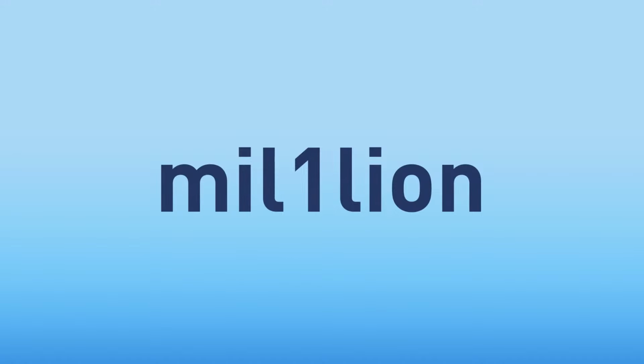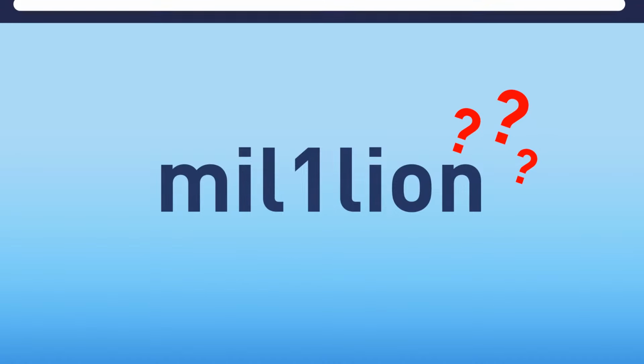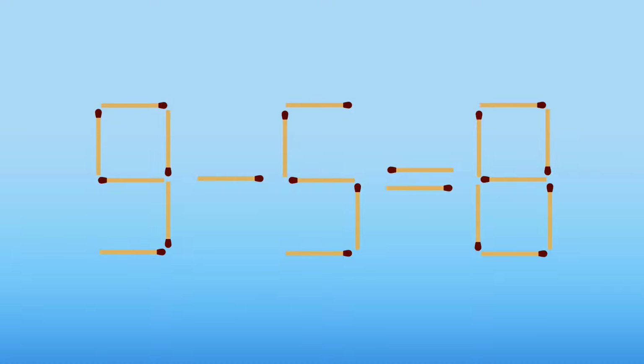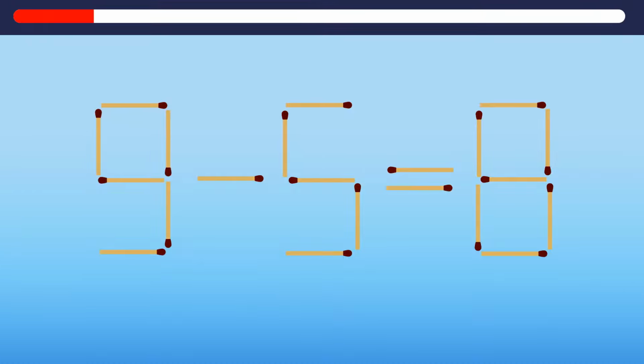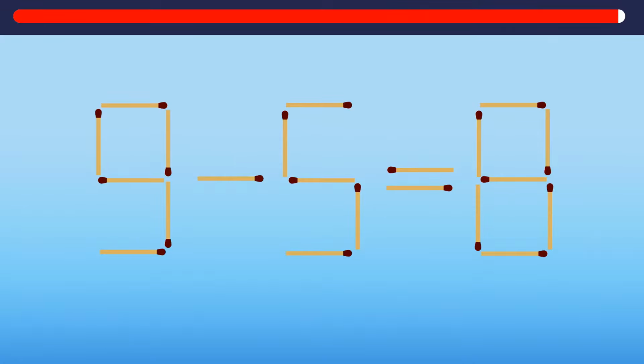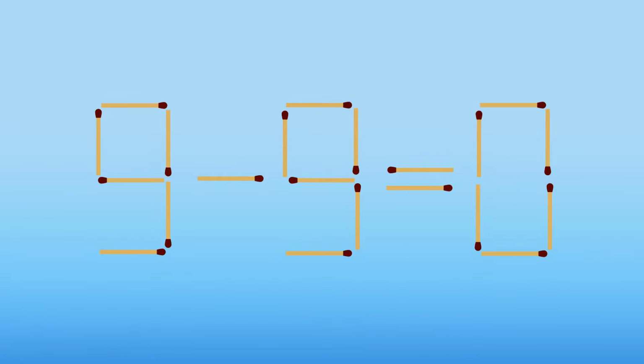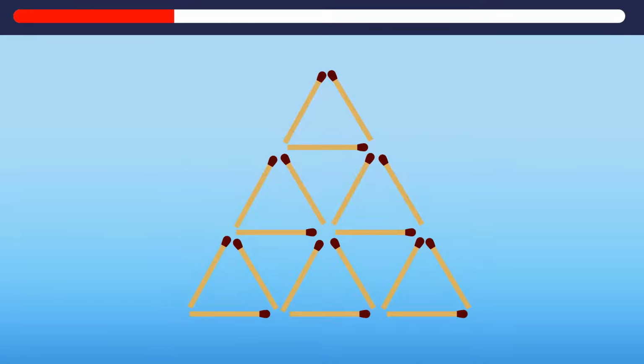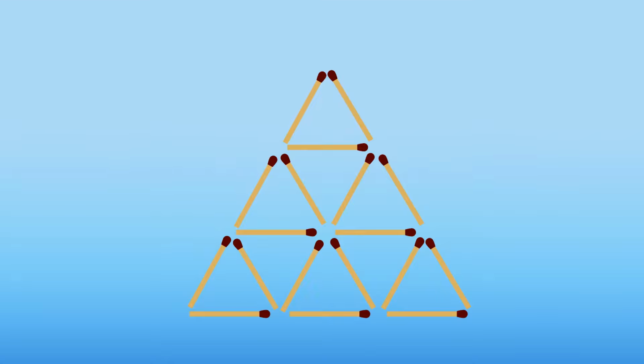Look at this rebus riddle. Can you figure out what it means? It's 1 in a million. Move one match to fix this equation. Right you are. 9 minus 9 is indeed 0. Can you remove 5 matchsticks to get 5 equal triangles? That's how you do it.